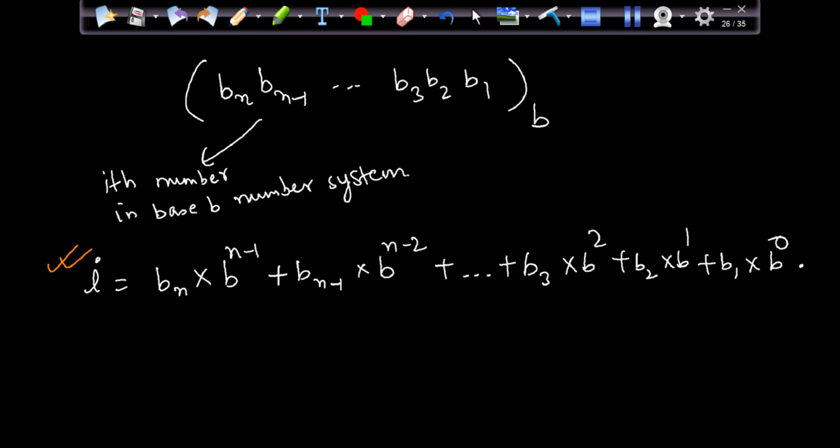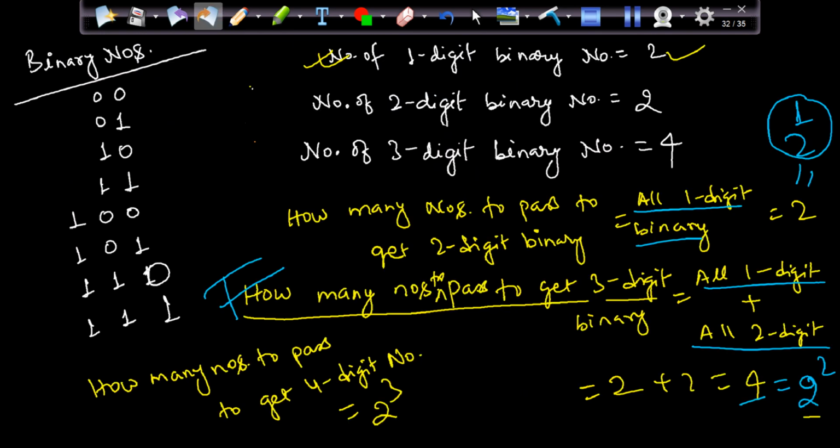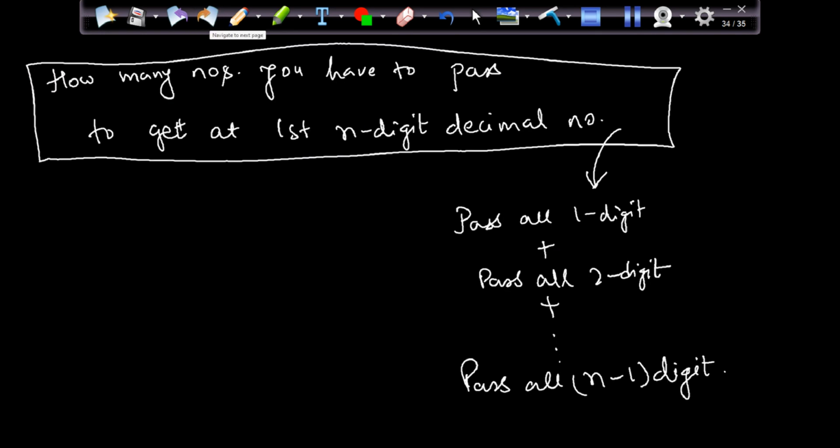And to reach this conclusion, we have looked into octal and binary separately in the last video. While discussing all of this, the takeaway was this: how many numbers you have to pass. This is the key thing. How many numbers you have to pass to get to the first n-digit decimal number? You have to pass all one-digit, all two-digit, and so on, all the n minus one digit numbers.